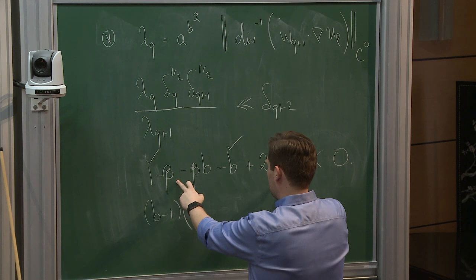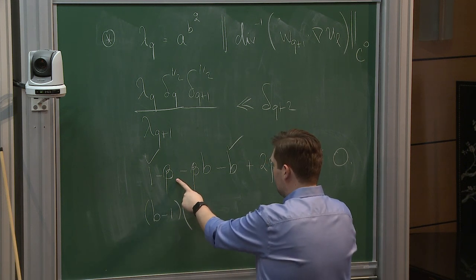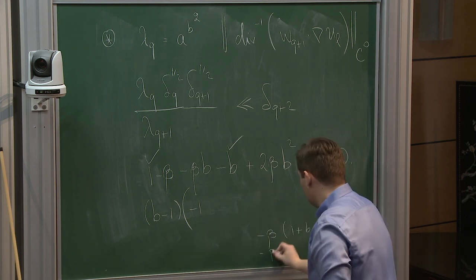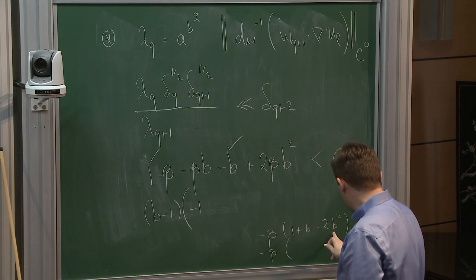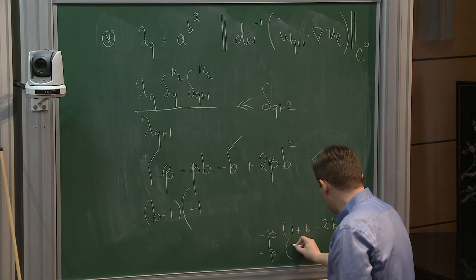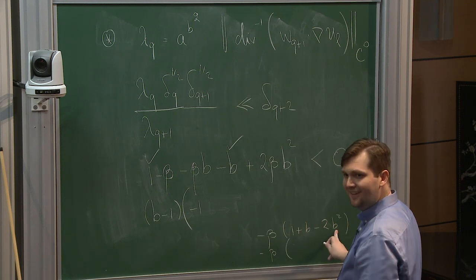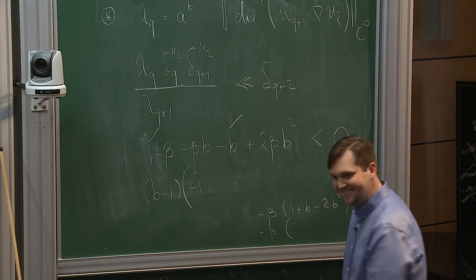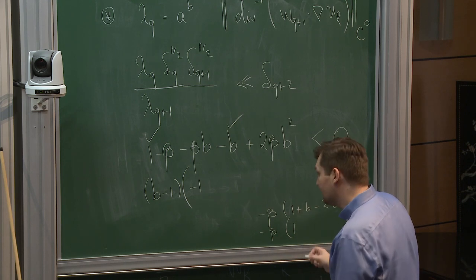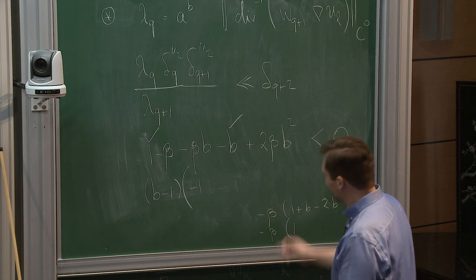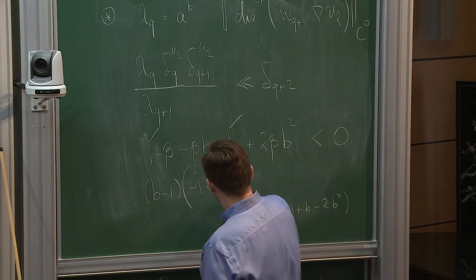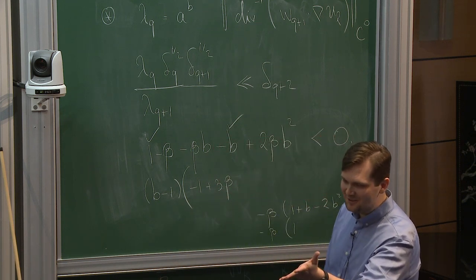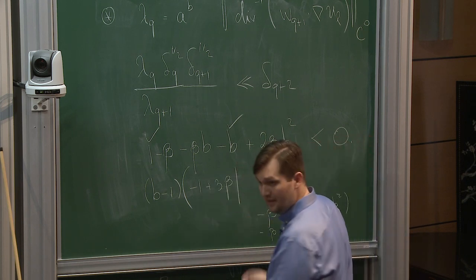Then I have these three terms, which are beta times 1 plus b minus 2b squared, which is minus beta times, so what are the roots? 1 and negative 2? No, it's b minus 1 squared. Why don't you take the derivative of this at b equals 1? Yes. Okay, so let's write this. It's 4 beta minus beta equals 3 beta. If you take the derivative of this at b equals 1, you will get exactly the formula. He's absolutely right. So this is true as b goes to 1.